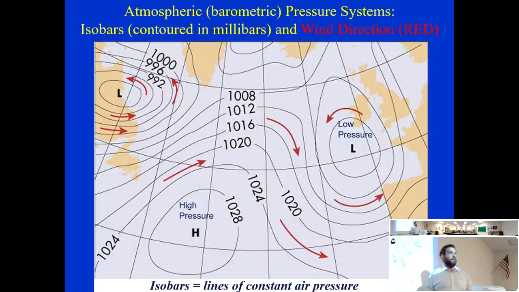But it actually does something really freaky. The wind direction is actually shown by the arrows. So do you see those red arrows? What are the red arrows doing?